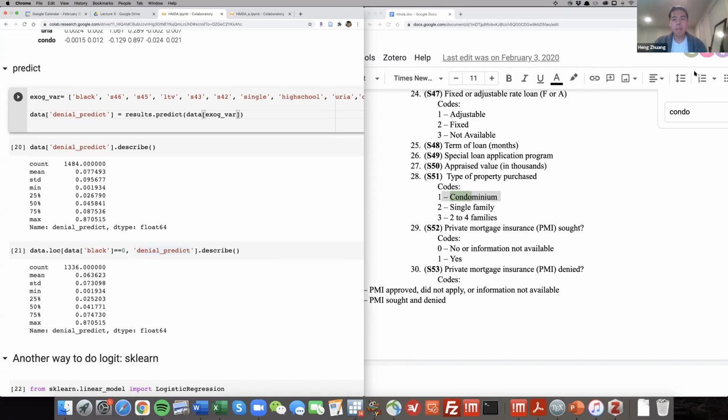But this model's prediction will not give you 0 or 1. It's more like a rank of whether they're more likely to be rejected or accepted.